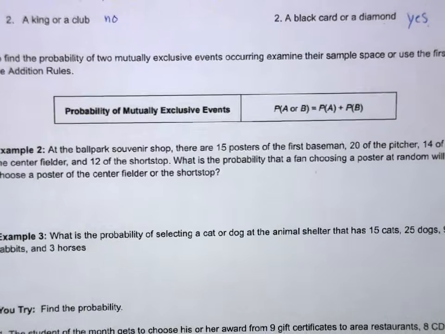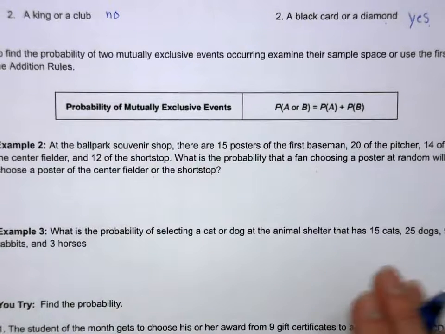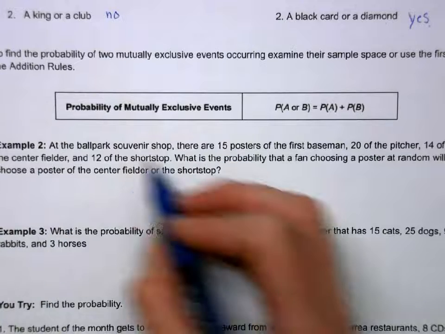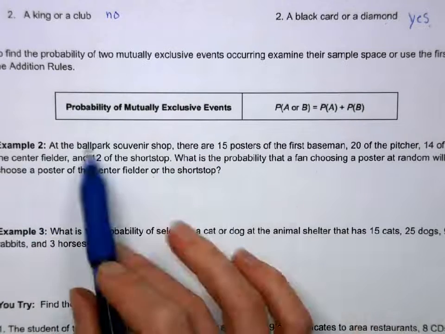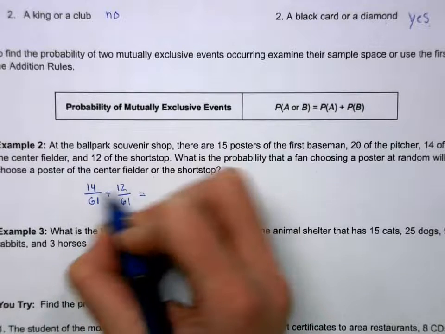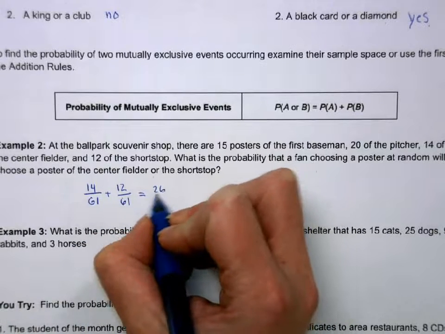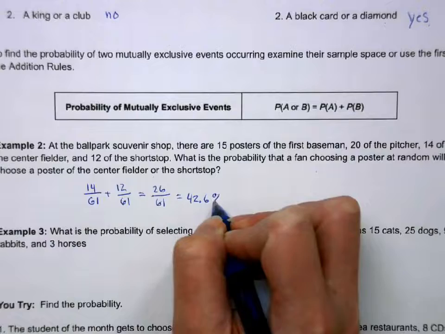So at the ballpark souvenir shop, there are 15 posters of the first baseman, 20 of the pitcher, 14 of the center fielder, and 12 of the shortstop. What is the probability that the fan choosing a poster at random will choose the poster of the center fielder or the shortstop? Well, there's no overlap there. The center fielder, there are 14 posters out of the 61 if you add those numbers up together. The shortstop, there's 12. So the probability is going to be 26 out of 61, or 42.6%.